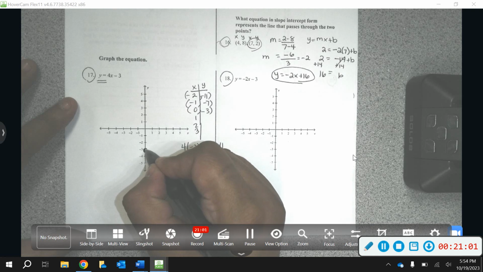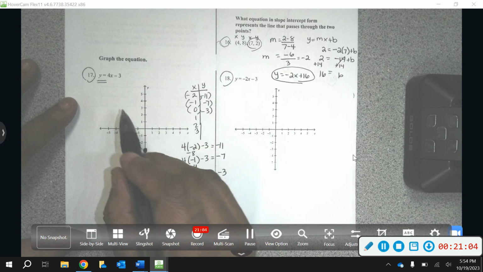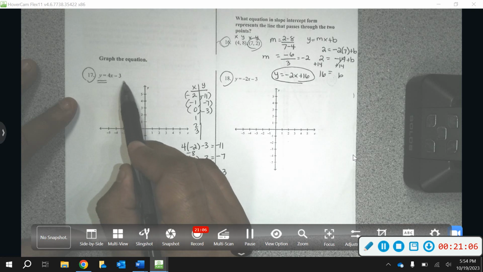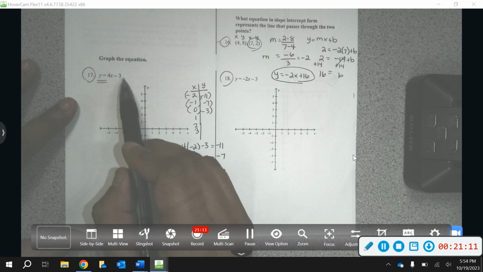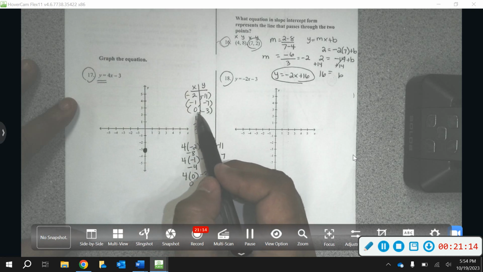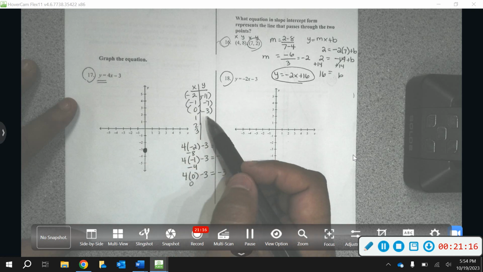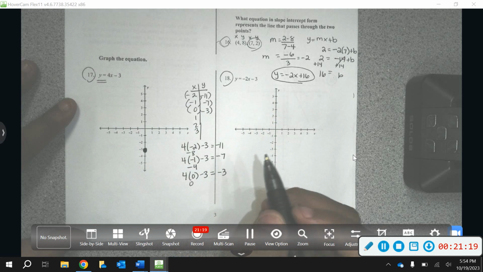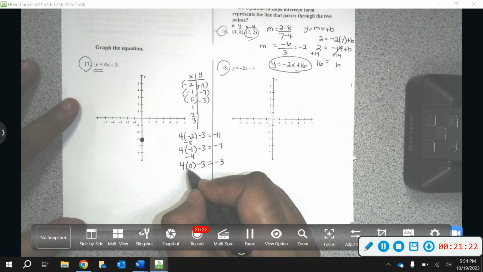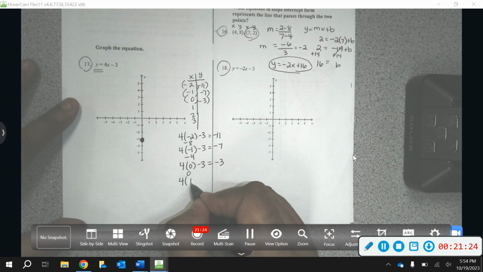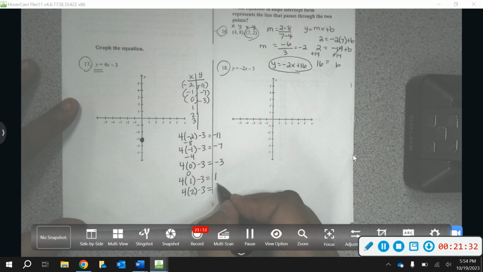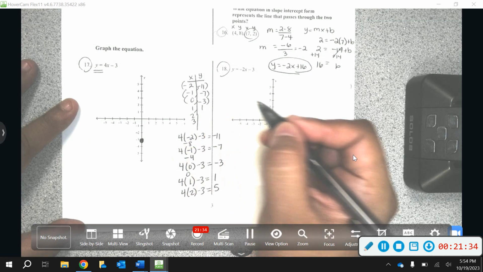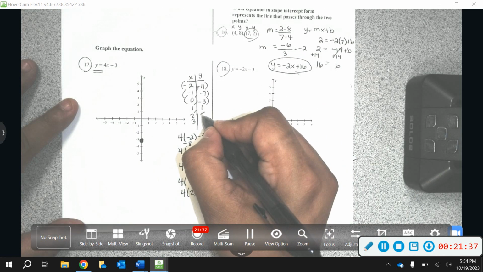Understand that the y-intercept is in your equation right here. Even though you might not know that this is your y-intercept, you can always find it just by plugging in 0 and doing your equation to get your output. Let's do 2 more points. 4 times 1 minus 3 is 1, and 4 times 2 minus 3 is 8 minus 3, which is 5. So I have 1, 1, and 2, 5.